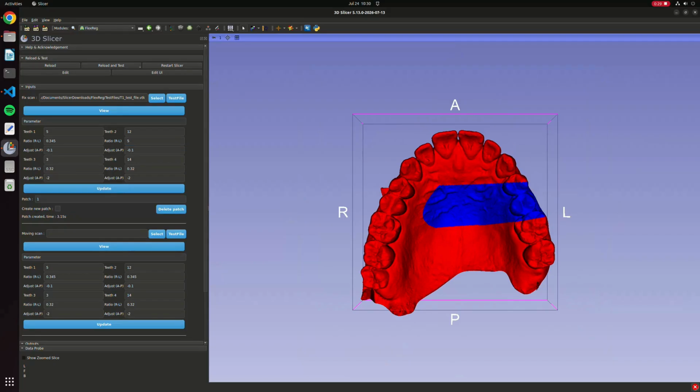Lower ratios narrow the patch toward the midline, while higher ratios keep it wide, spanning the full distance between the selected teeth.